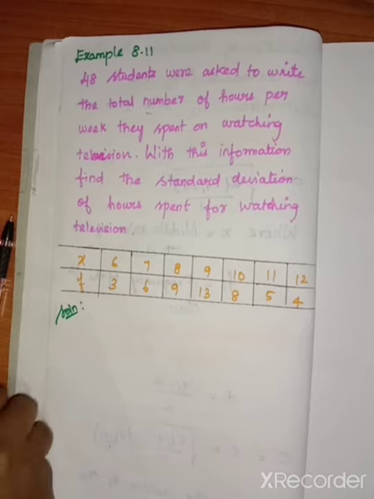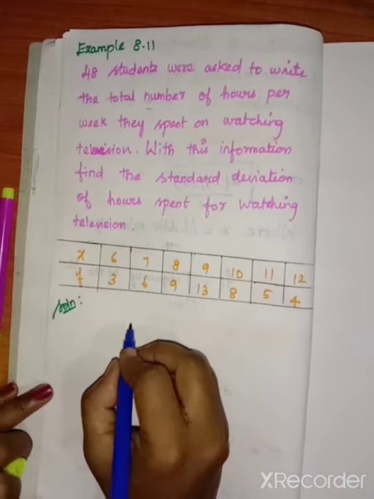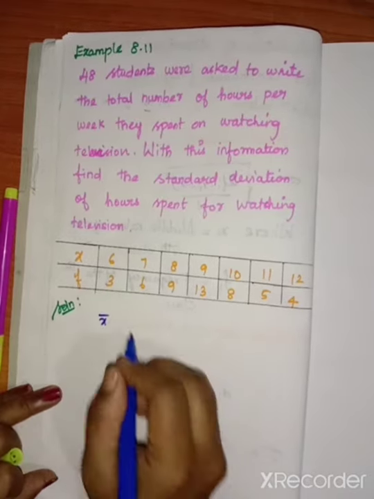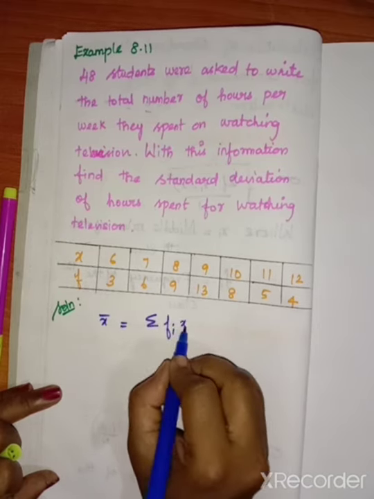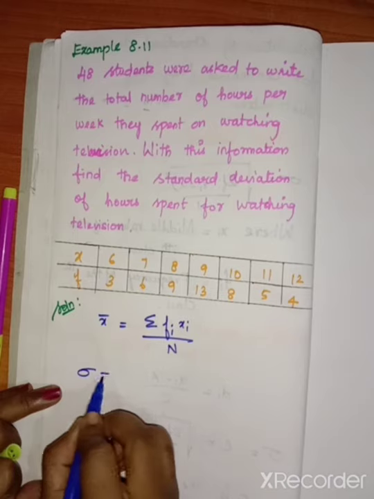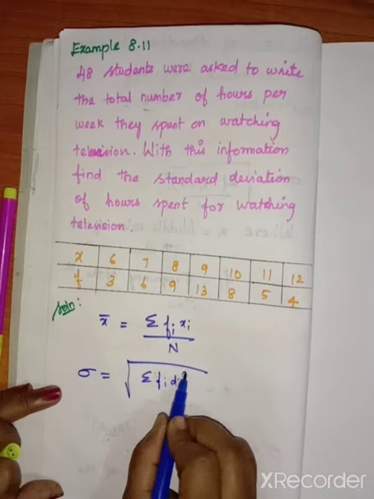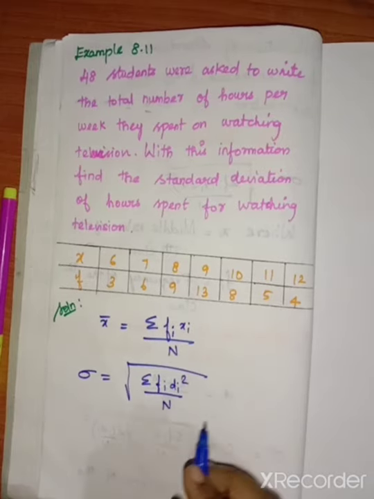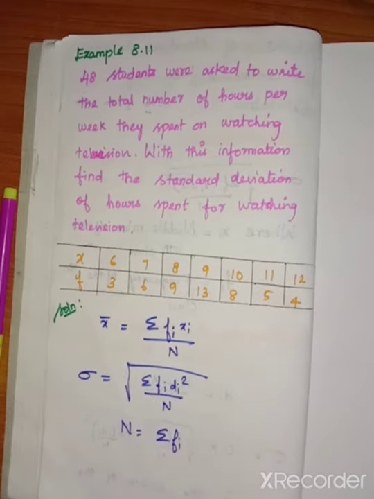mean method. So for the mean method, we know the formula, that is xi we want to know that, x bar we want to know that. So x bar, that means summation fi xi divided by n. Then we want to find the standard deviation, that means sigma equal to root of summation fi di squared divided by n. So here n, that is summation fi. So for this formula, we have to make the tabular column.